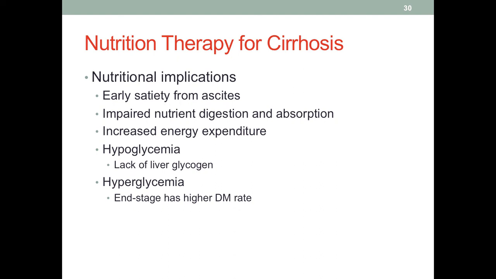Hypoglycemia is occurring because with the damage to the liver, we will have few, if any, glycogen molecules stored, so our ability to store glycogen is decreased. And at the same time, if we are reaching end stage, then they may have developed diabetes, and that's when we would be detecting hyperglycemia.